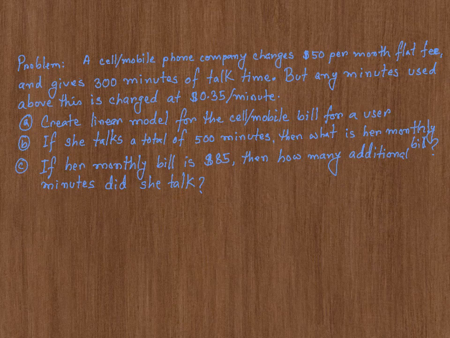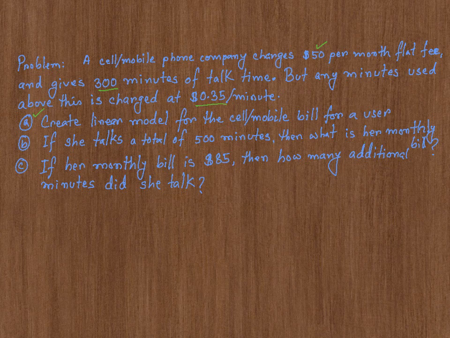In this video, I am going to solve a problem that pretty much everyone nowadays deals with, cell phone bill. So a cell phone / mobile company charges $50 flat fee for a user and gives 300 minutes of talk time. So that's included in the $50 flat fee. So you get 300 minutes of talk time. But if you go over that 300 minutes, you have to pay 35 cents or $0.35 per minute.